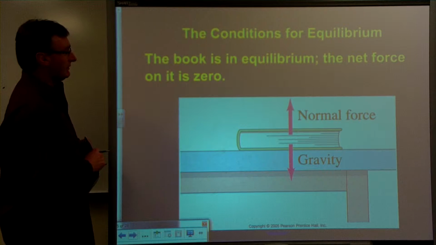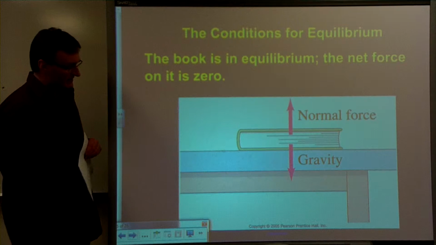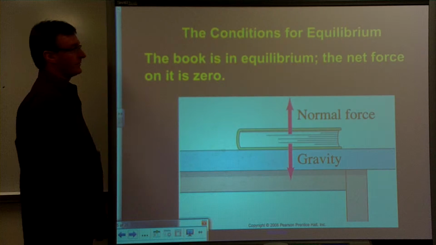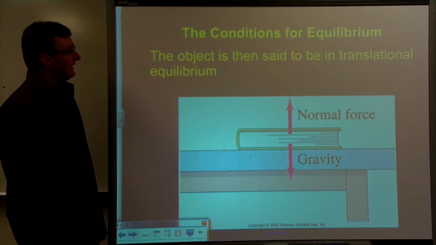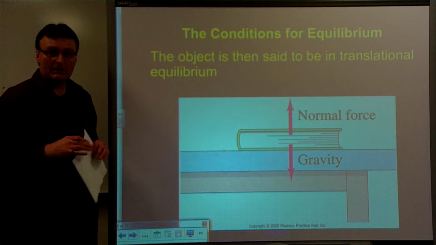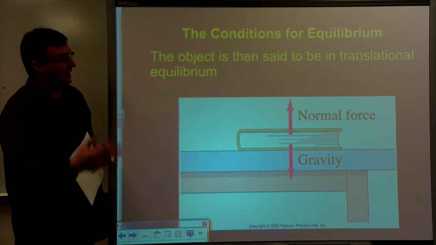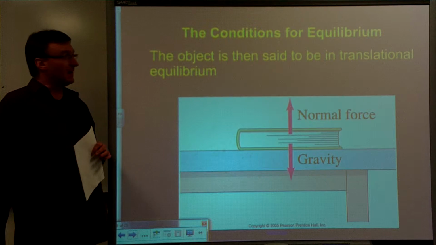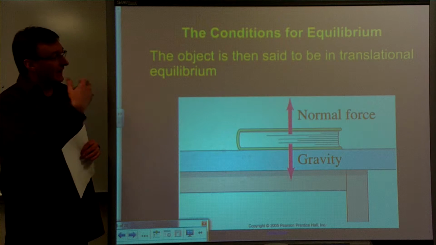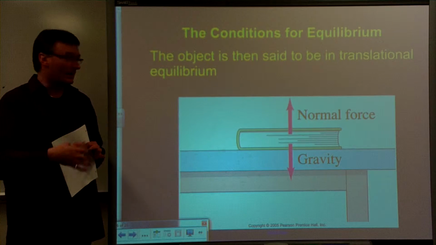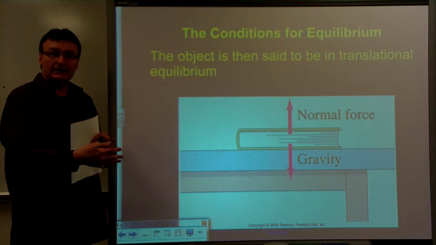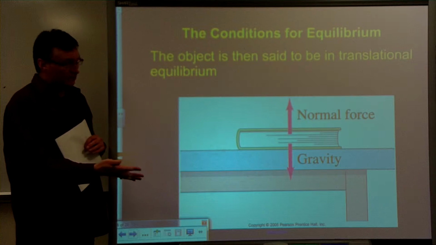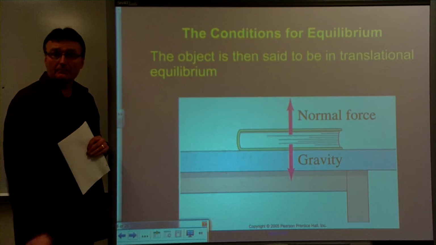So the book is in equilibrium, and the net force on it is simply zero. So the force of gravity is equal to the normal force, so the net force on it is zero. And in this situation, because it's not moving, this is what we call translational equilibrium. Don't get too worried about the terminology. Translational is just another word for referring to the motion of something. So if it's in translational equilibrium, then it means it's not moving.